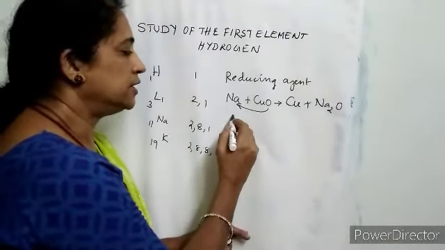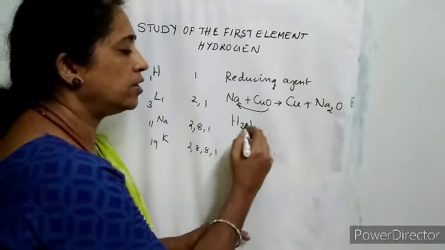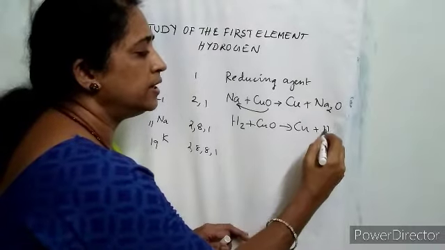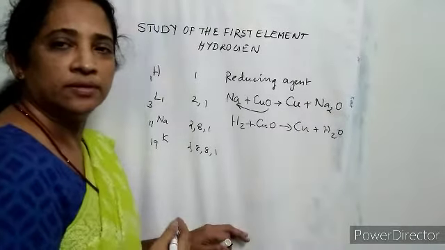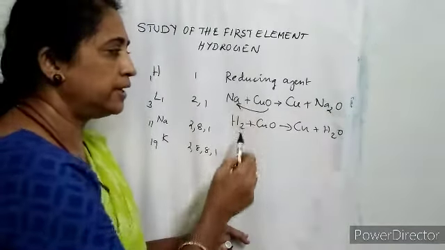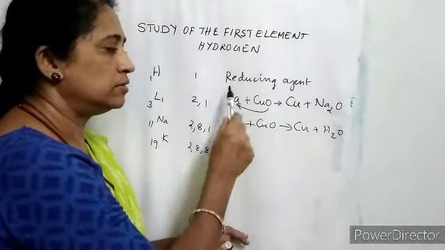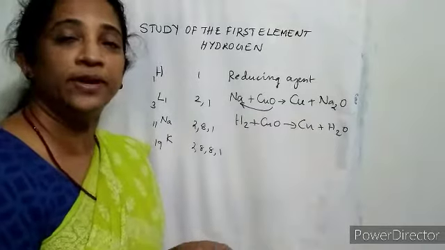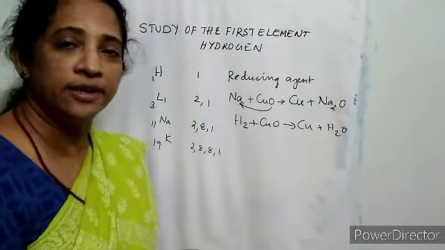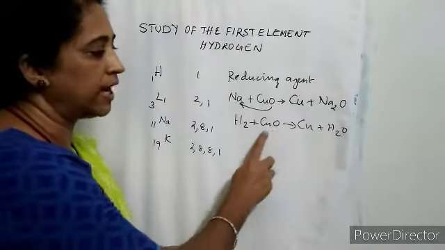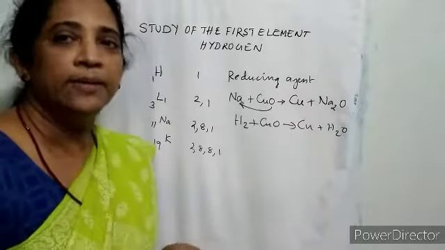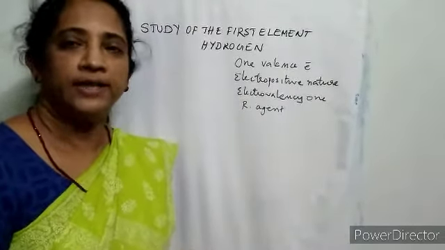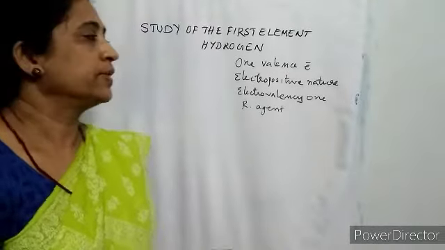In the same way, hydrogen reacts with copper oxide to give copper and H2O. So, the fourth similarity is that alkali metals act as reducing agents. In the same way, hydrogen also acts as a reducing agent and reduces metallic oxides to respective metals. So what are the similarities of hydrogen with alkali metals?